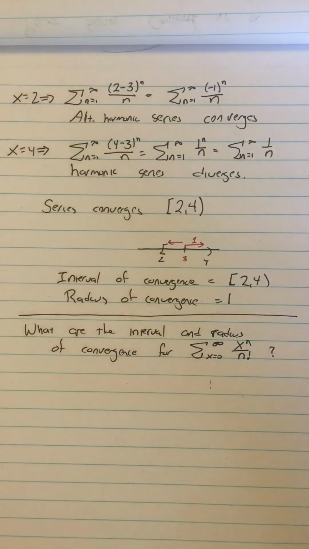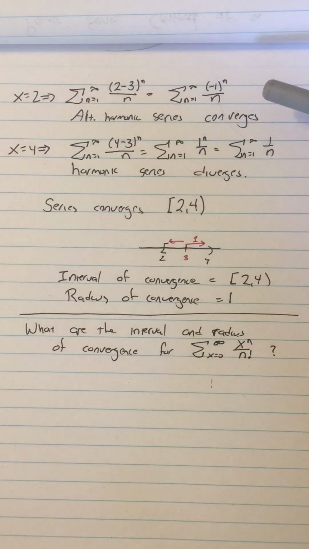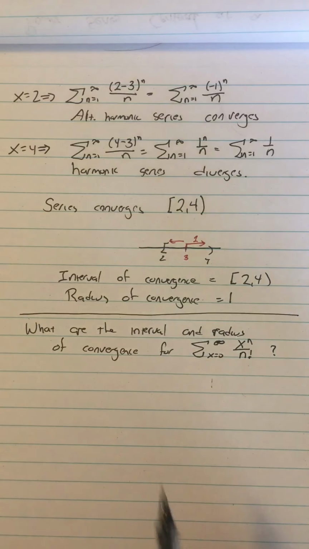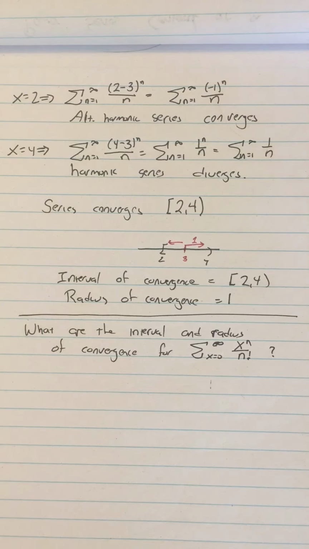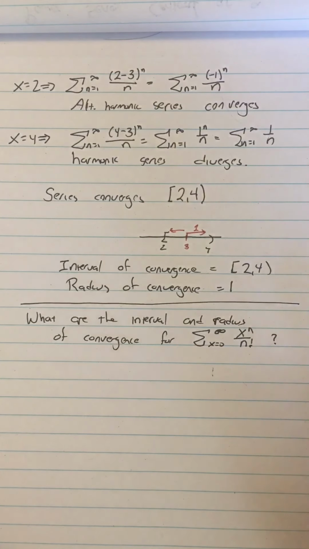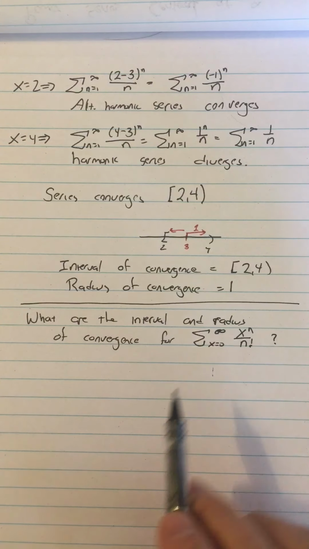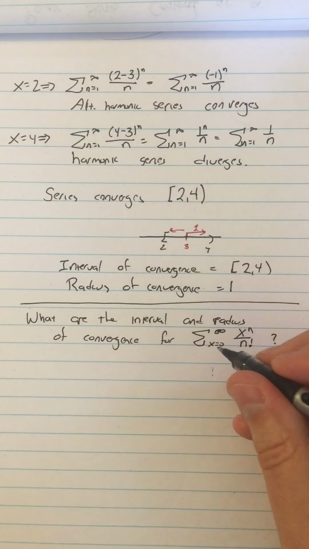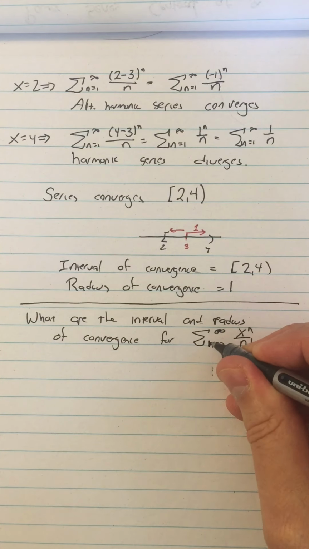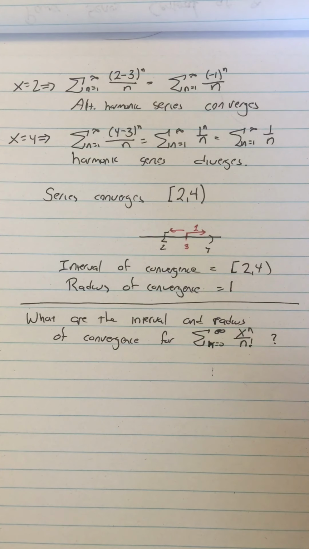So now that we've got the idea that power series converge on a certain interval that has a certain radius and a certain center, we're going to look at some more of these power series. Finding the interval and radius of convergence is what we're going to be doing for the homework, and we're just going to look at some examples of things that can happen. So our next one is the sum from n equals 0 to infinity of x to the n over n factorial.